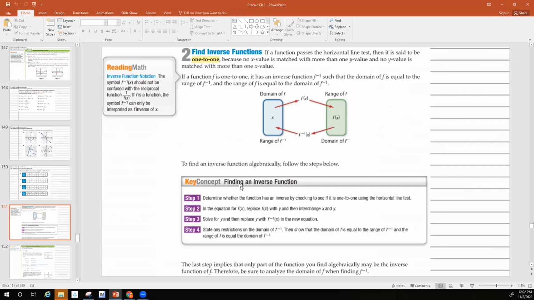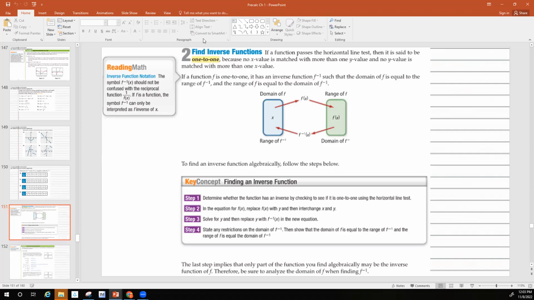So here we're going to find the inverse function. Okay, here are the steps. Determine whether the function has an inverse by checking to see if it is one-to-one using the horizontal line test. In the equation f of x, replace f of x with y and then interchange x and y. Solve for y and then replace y with f inverse of x. In the new equation, state any restrictions on the domain of f inverse, then show that the domain of f is equal to the range of f inverse, and the range of f is equal to the domain of f inverse.